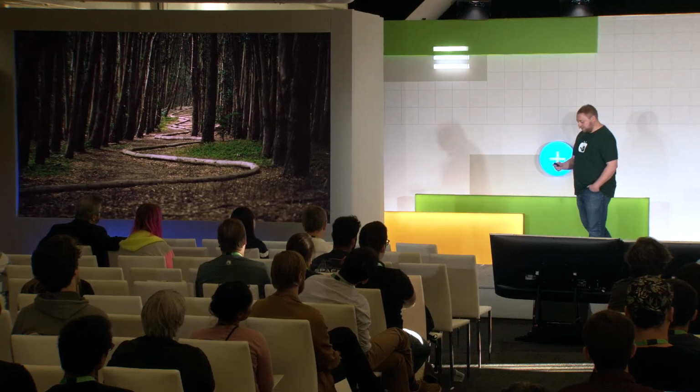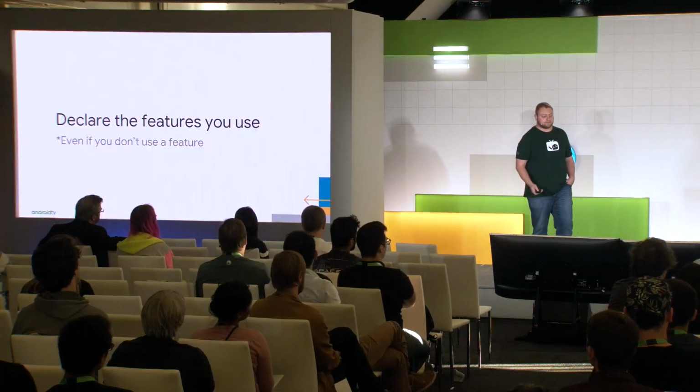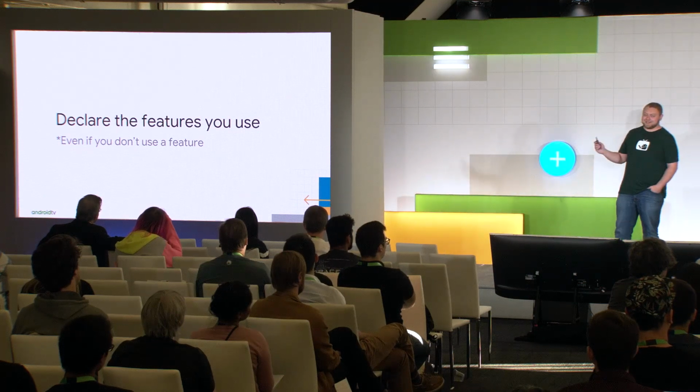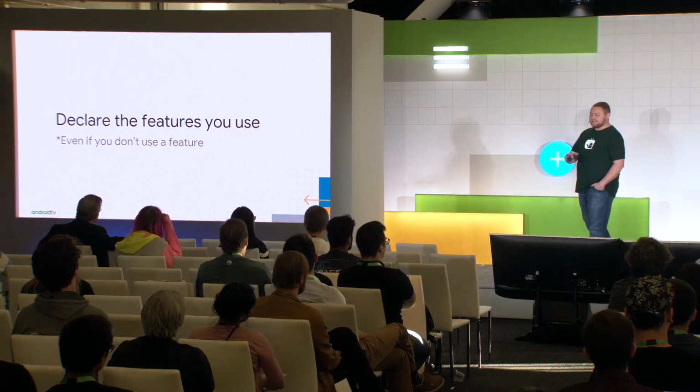Trying to navigate the Play Store and make your app stick out can be hard, but there's 3 simple things you can do to have your app appear on the Play Store. First thing is to declare features. And as the slide says, even if you don't use it, there's a giant asterisk. Don't start declaring Bluetooth just for fun or location just for fun. There's 2 features that really matter.